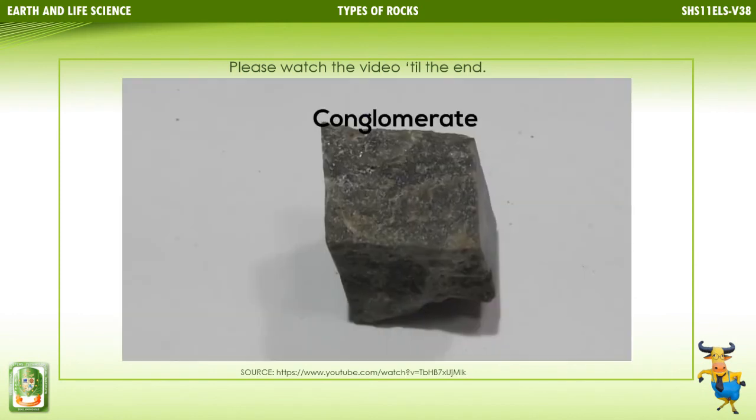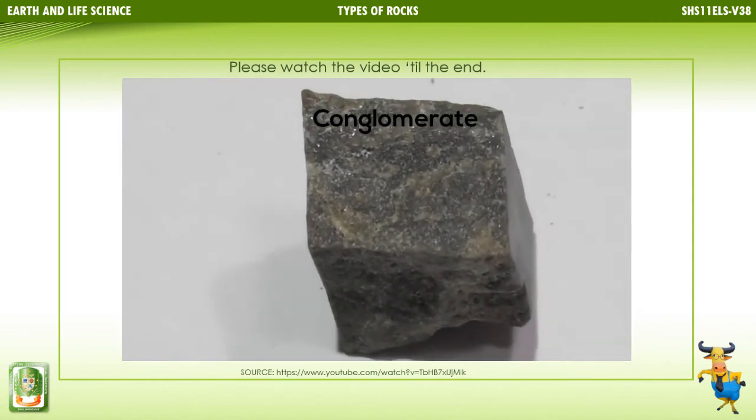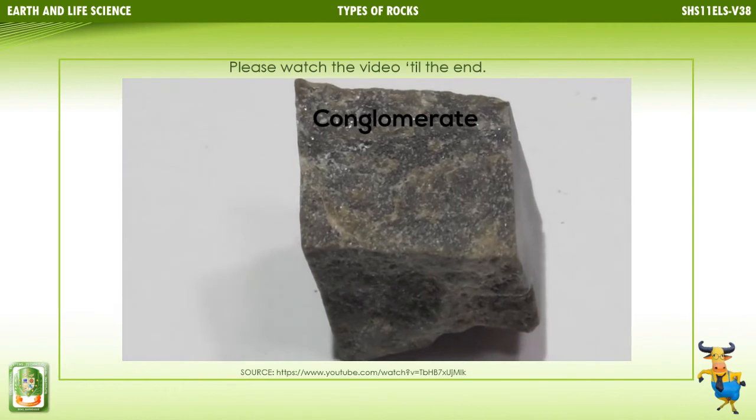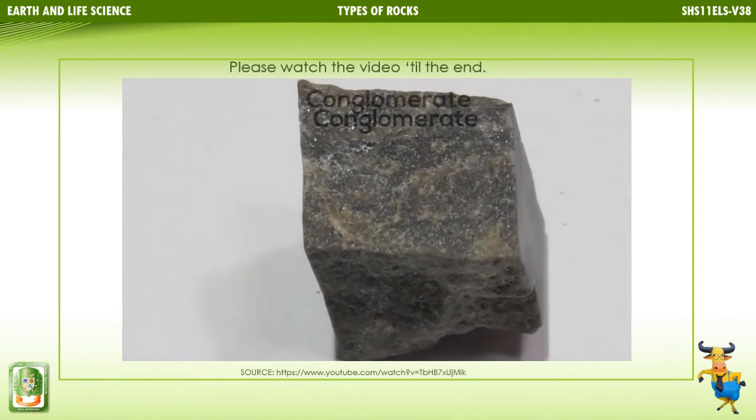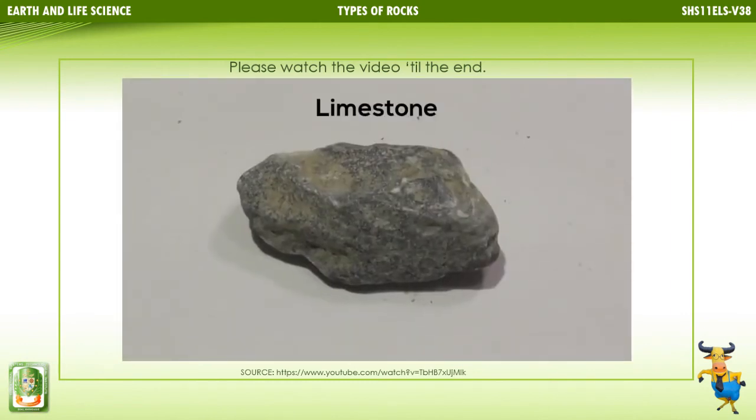Next, conglomerate. Conglomerate is a coarse-grained clastic sedimentary rock composed of pebbles and boulders. The space between these pebbles and boulders is generally filled with smaller particles of calcite or quartz cement that binds the rock together. And finally, limestone.